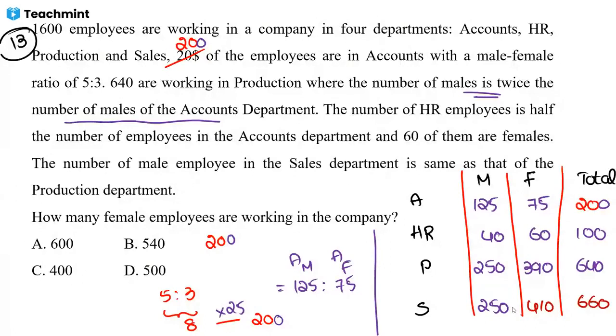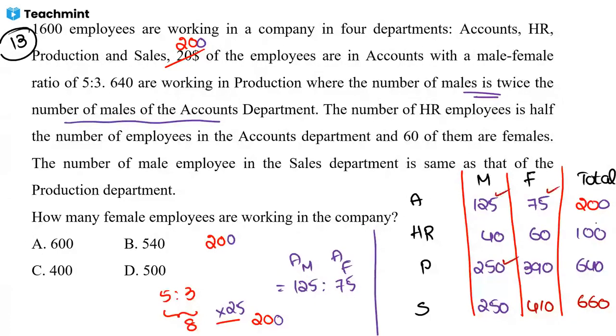Female employees are huge already. Maybe that's where there is some issue. Yes, 125, 75, okay, clear. 20 of the employees, 200 employees, male and female 5:3, they satisfied. And then they mention 640 are working in production. Number of males is twice the number of... yeah, this is also perfect.